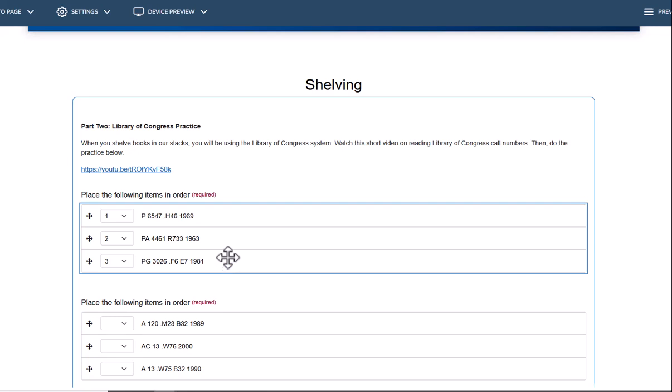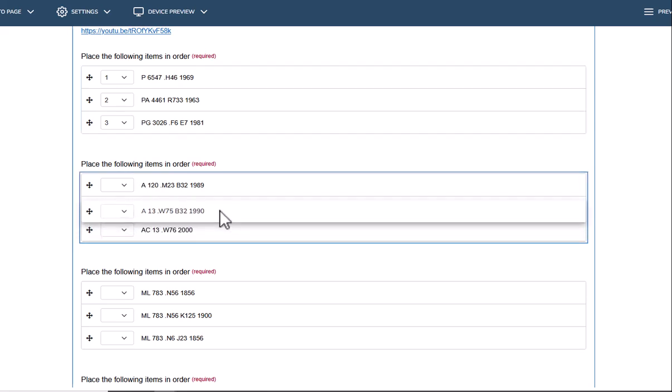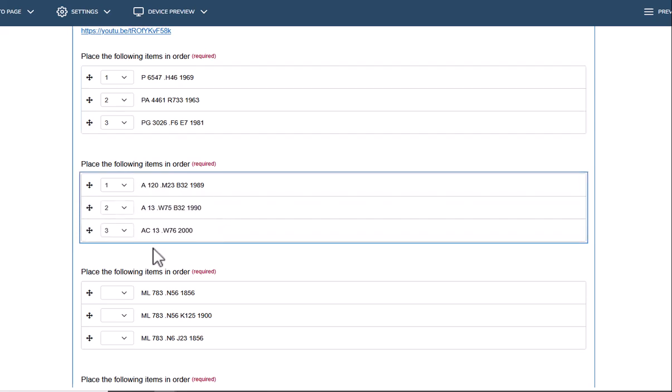So for these three, even though these are pretty long call numbers, the only thing we ever had to look at was that letter at the very front, or those two letters. And that's done. Now we're going to move down here. So we have an A, an AC, and another A. Okay, so the two A's are going to go together, and the AC is going to go after them. And now we just have to look at these two A's. So we have an A13 and an A120. Now remember, in Library of Congress, this first number is a whole number. And that means that 13 is less than 120.